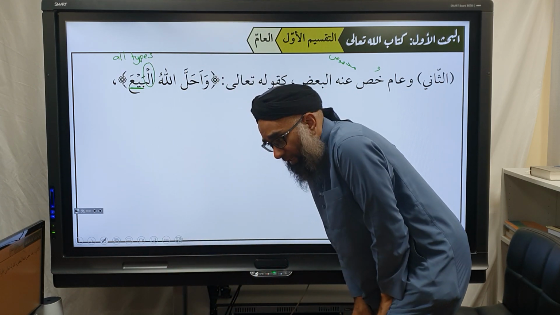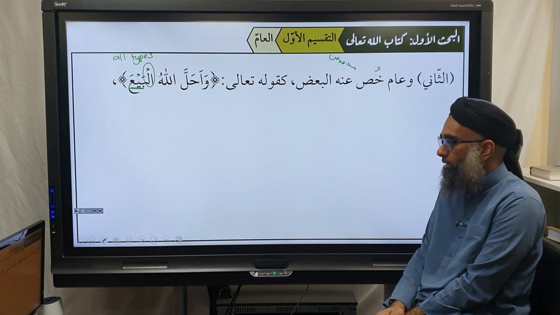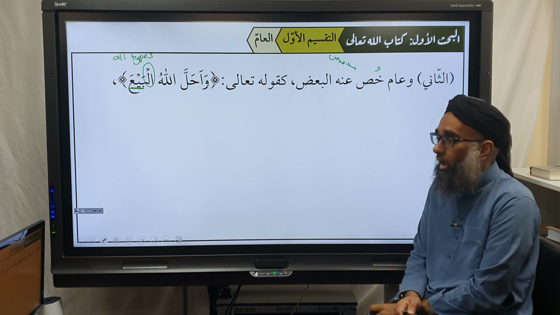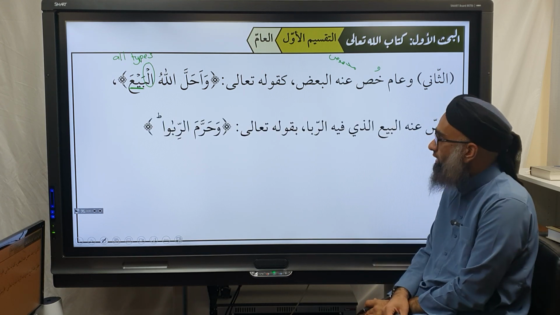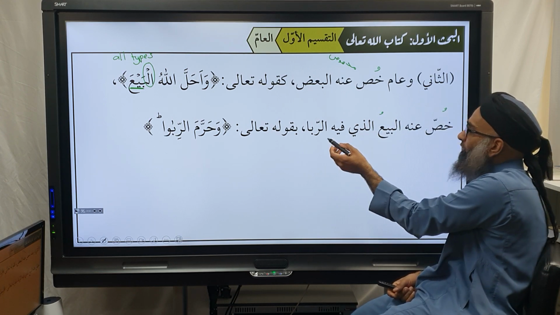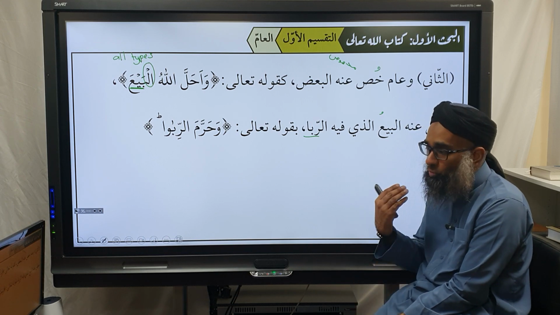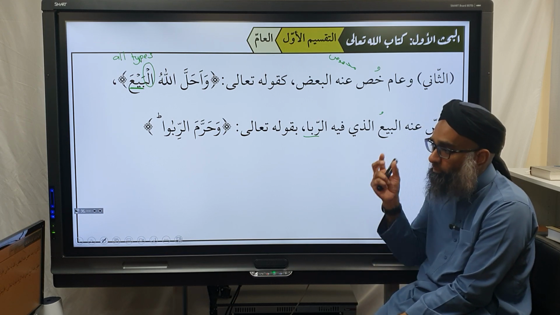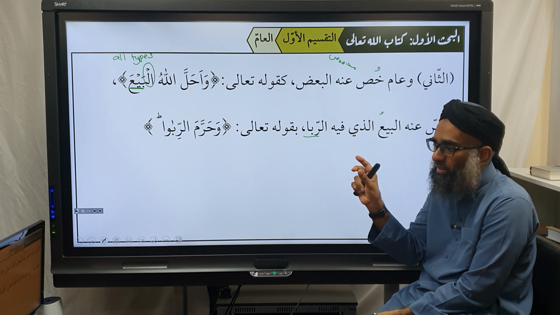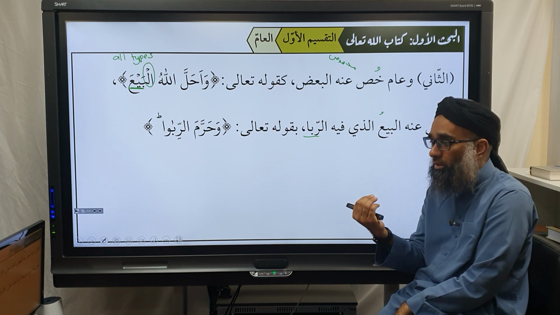Allah subhanahu wa ta'ala has made all types of bay, trade and transaction, permissible. This is am. However, in the very next part of the verse, Allah subhanahu wa ta'ala has made a takhsis of this. خُصَّ أَنْهُ الْبَيْءُ الَّذِي فِيهِ الرِّبَى. That bay which contains riba has been makhsus, exempted, removed, excluded from the am. So Allah has made all types of bay halal and Allah has excluded riba. Riba is not halal, riba is haram.